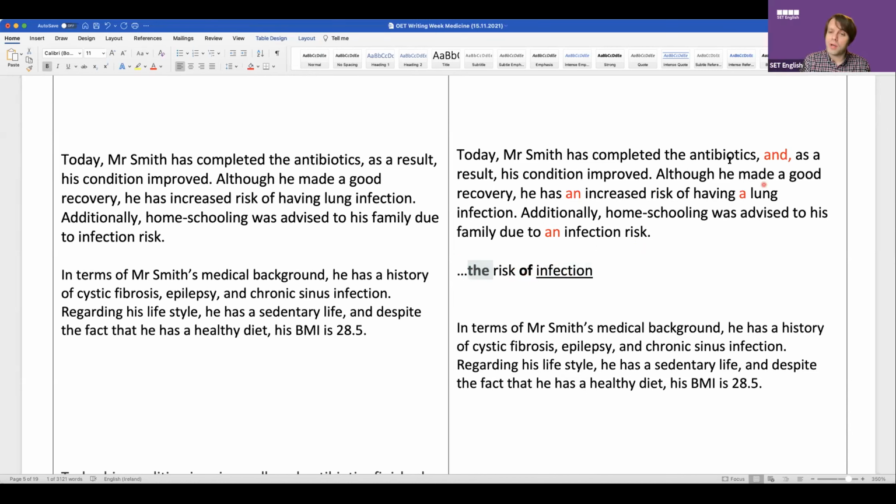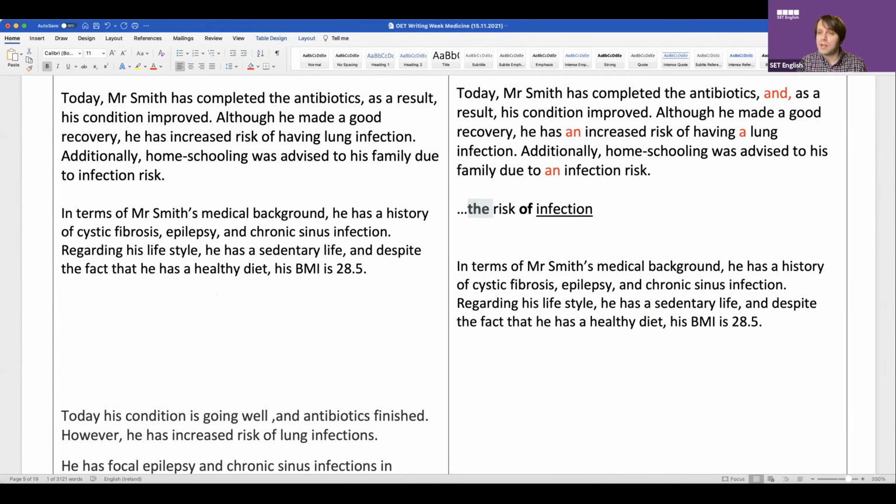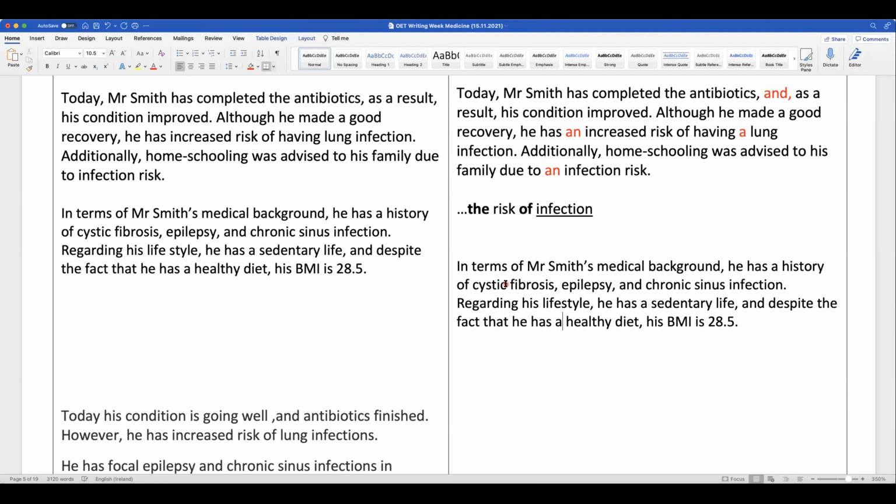Lots of article errors, but is everything in there, guys? The family's there, risk of infections there, antibiotics is there. Yeah, it's all there, right? In terms of Mrs. Smith's medical background, he has a history of cystic fibrosis, epilepsy, and chronic sinusitis infection. And yeah, that's fine. Regarding his lifestyle, is that two words or one word? One word. Yeah, so lifestyle, he has a sedentary life.